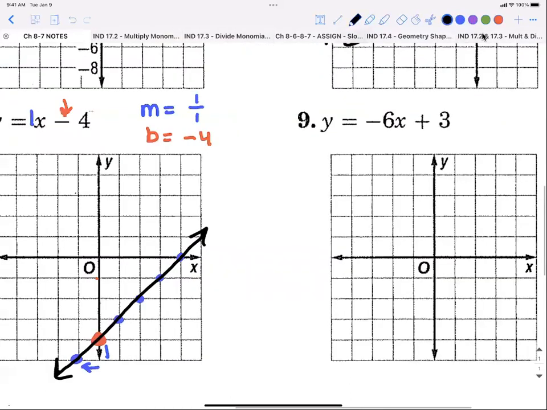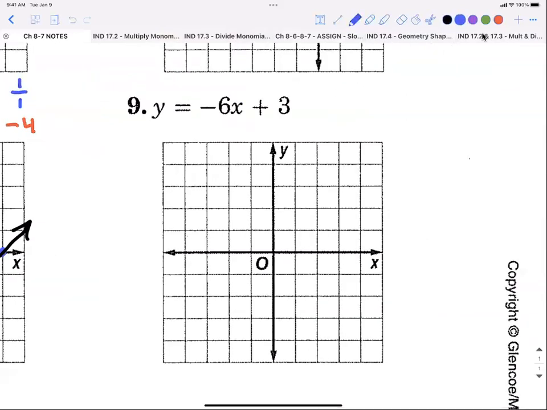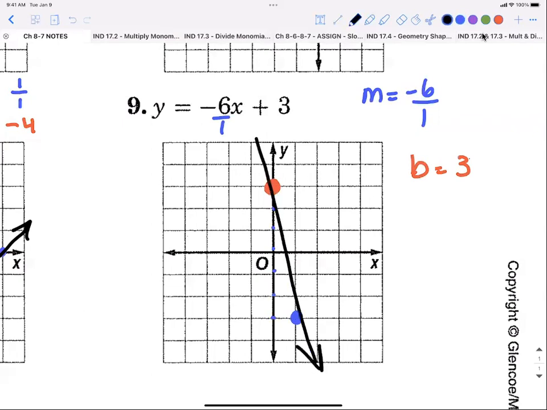And then again, I'm just going to really fast do this because we're running out of time. My m here is -6 over what? I need a rise over run, so make sure you stick it over 1. And my b is 3. Okay, so I'm going to go 1, 2, 3. I'm going to put a point. I'm going to fall 6. 1, 2, 3, 4, 5, 6. I'm going to run 1. There's my second point. Draw a straight line. And there's my graph. Graphing these gets really, really quick once you figure out: begin with your b, move with your m.